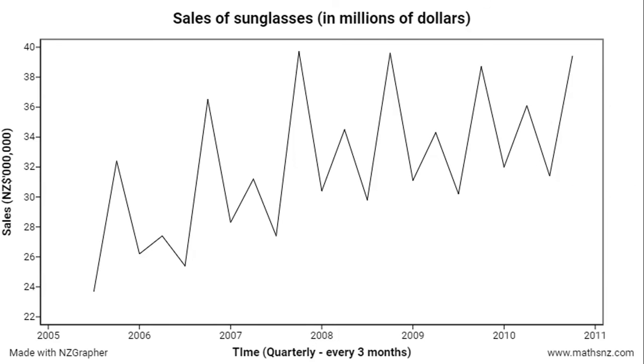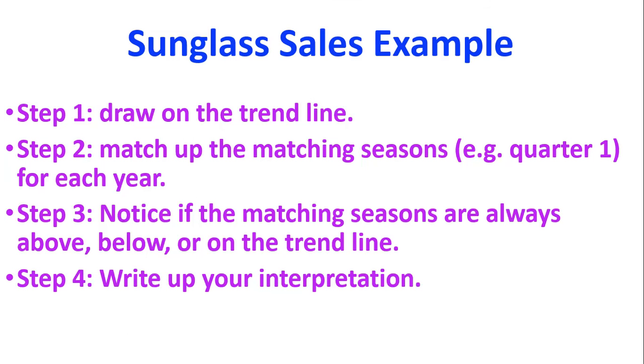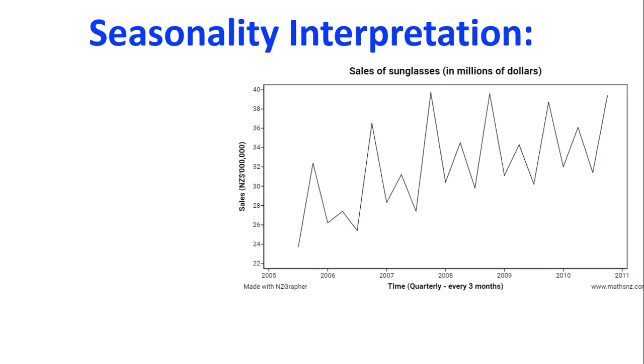So let's have a look at this. That's my sunglass sales, the graph that we're going to look at. Here are our steps. The first step is we want to draw the trend line. We want to then match up the matching seasons, and I would grab a highlighter to do this personally. Then I'm going to try and notice, is there a pattern that they are always above the trend line, always below the trend line, or around the trend line? And then I'm going to write that interpretation up.